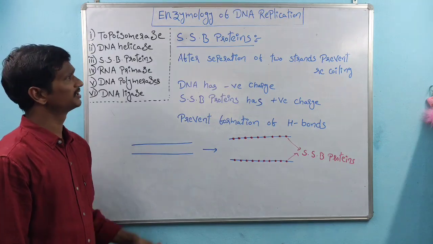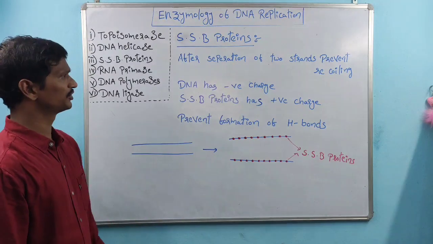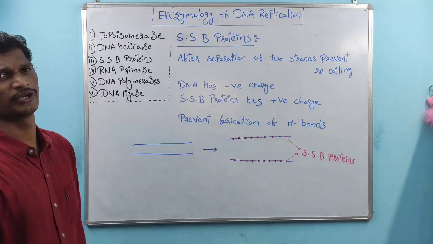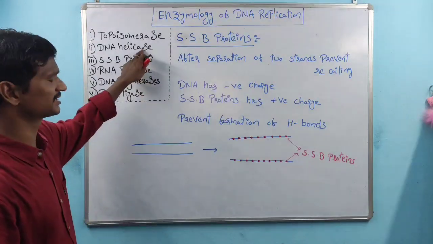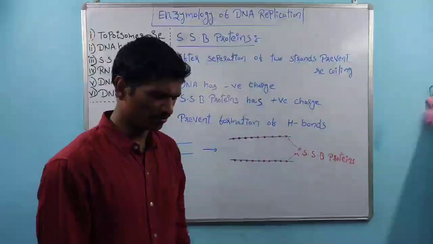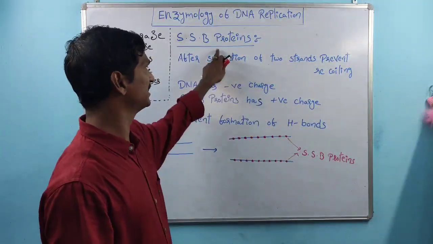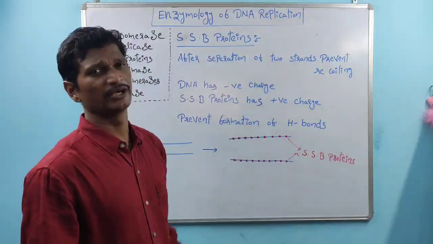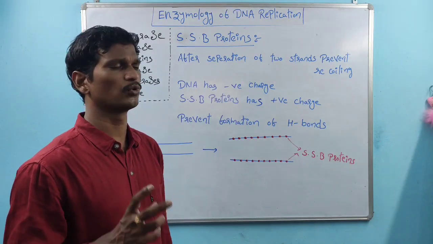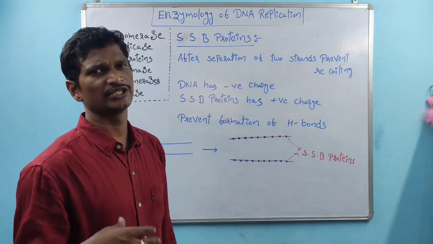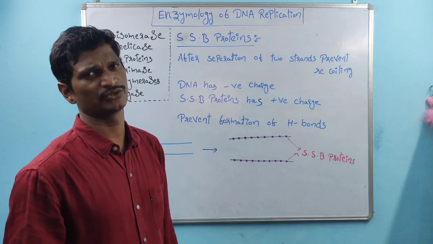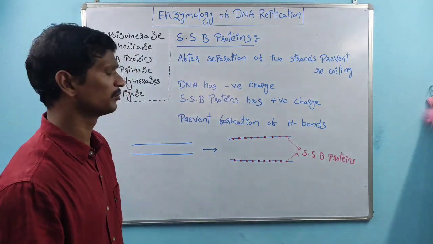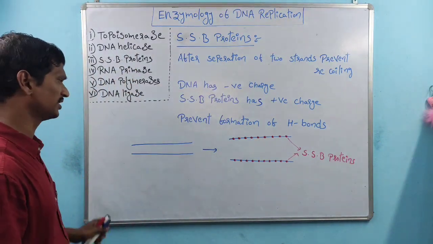Coming to the next topic, SSB proteins. Before this, we discussed the topoisomerase enzymes and the DNA helicase enzymes. Now, single-stranded binding proteins. SSB indicates single-stranded binding proteins, a group of proteins which prevent the reassociation of the DNA. How the process takes place, we will discuss now, right?